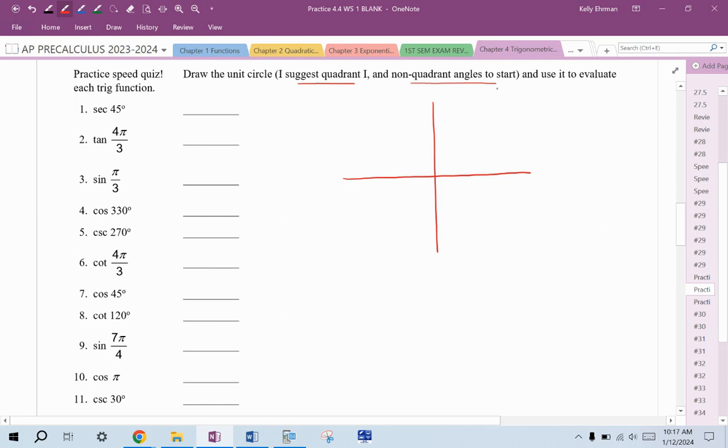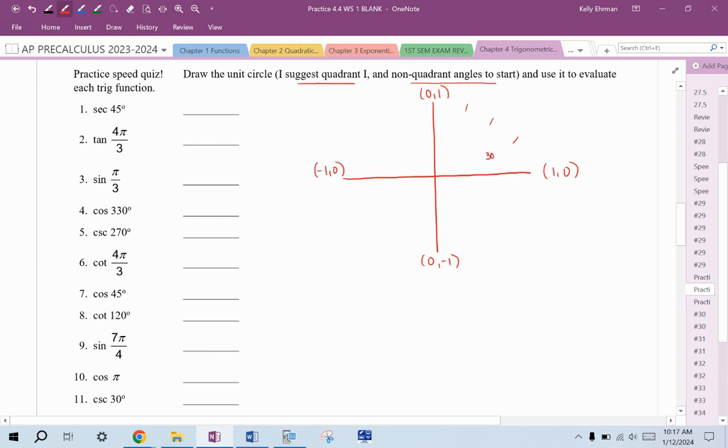I don't even really draw the circle in. I just mark off some things. So 1, 0, 0, 1. Here are the non-quadrants: -1, 0, 0, -1. You can mark in those angles if you need to. Put in the 3 quadrant 1 angles.